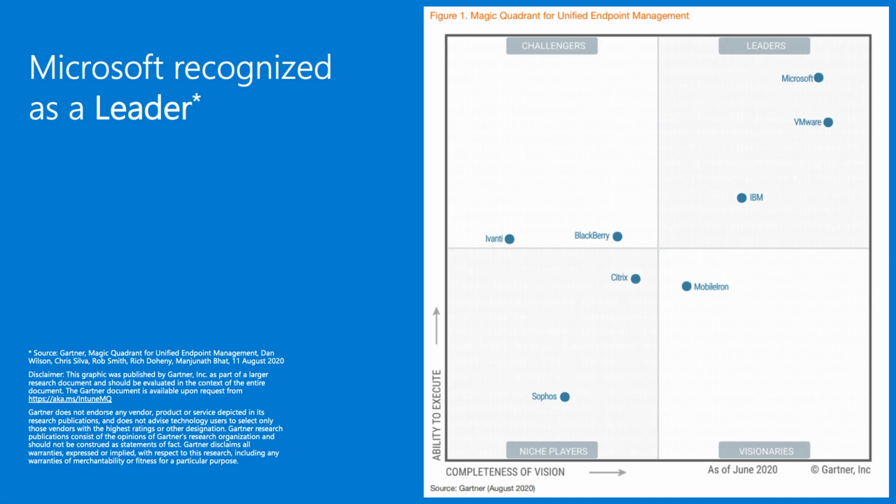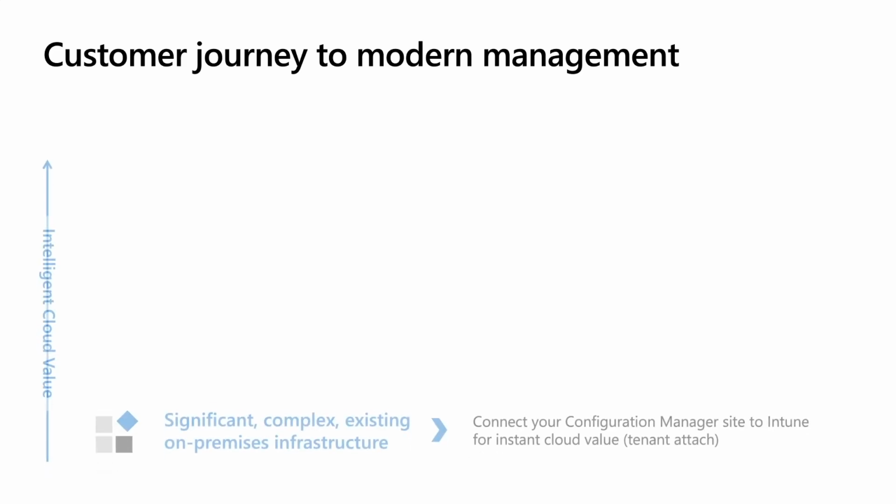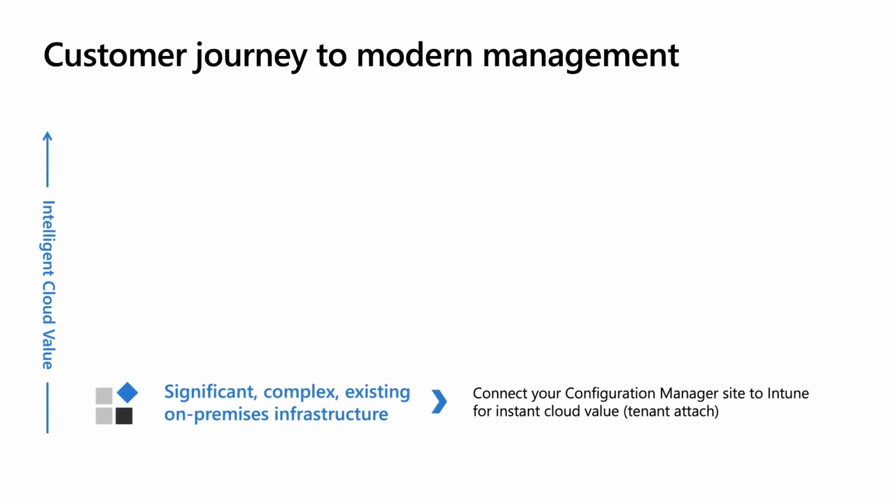Great, Matt. As most of you know, Microsoft has been recognized as a leader in the Magic Quadrant for many years now. And that's because we've enabled our customers on their journey to modern management. Many of you are starting with significant, complex existing on-premise infrastructure. For you, the first step would be to connect your configuration manager site to Intune for instant cloud value. This is also called tenant attach.